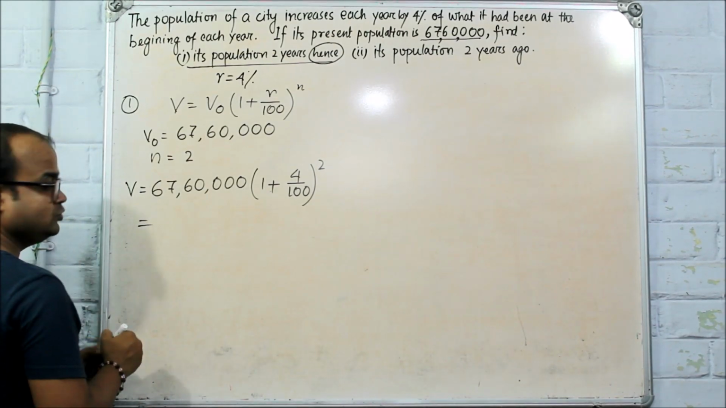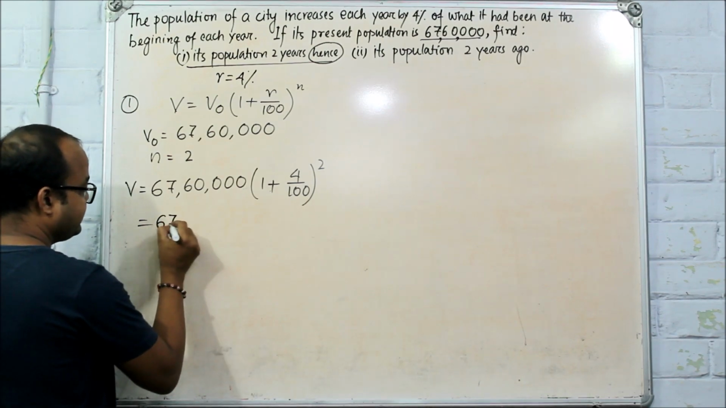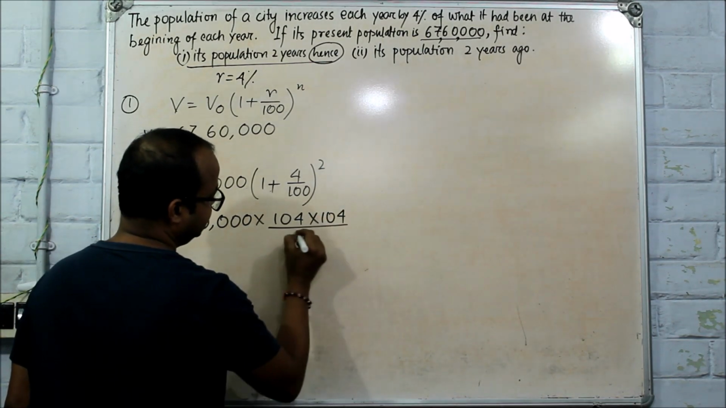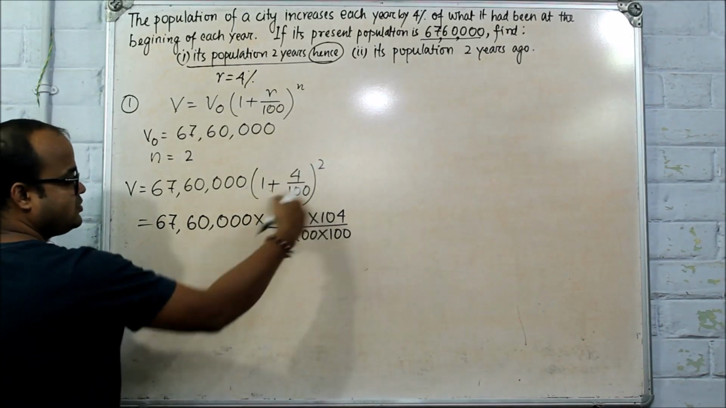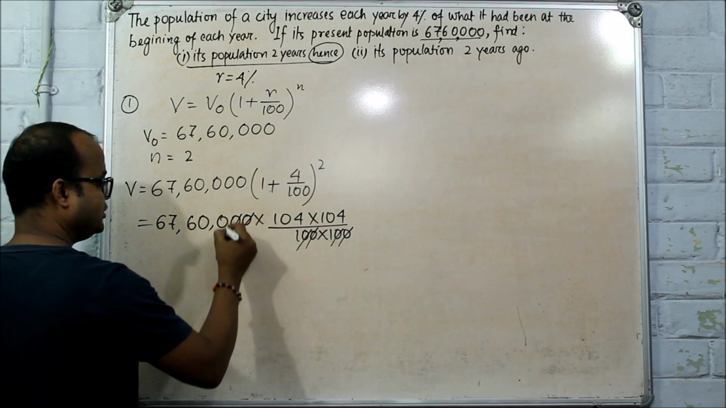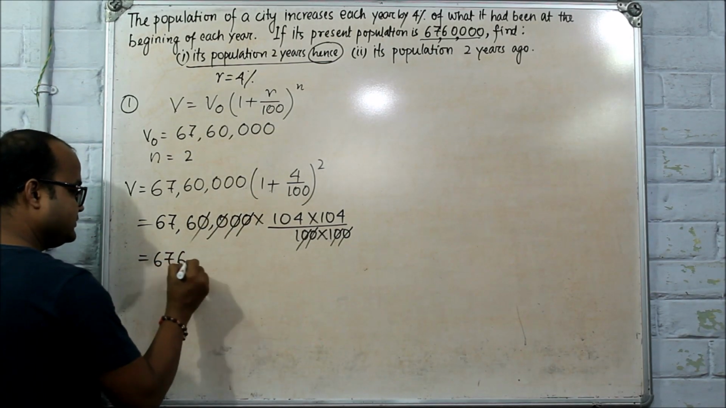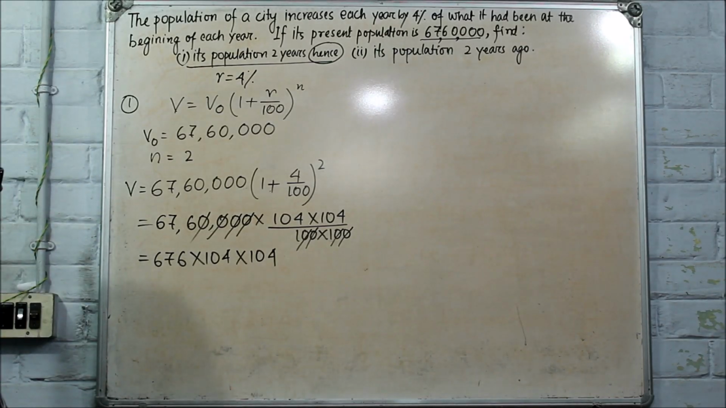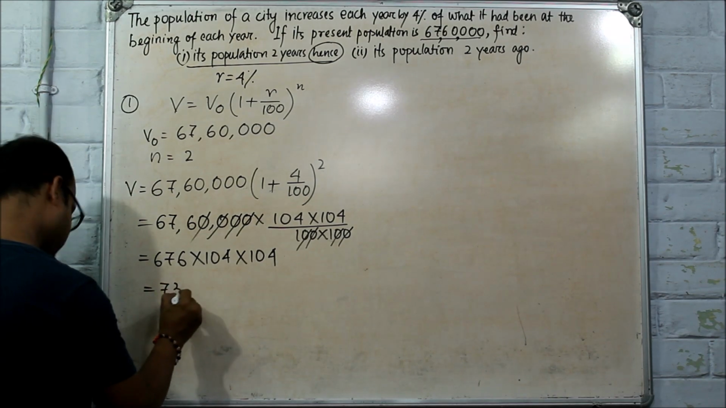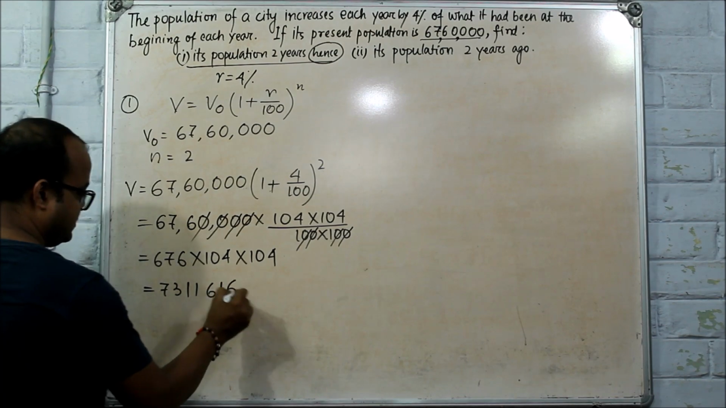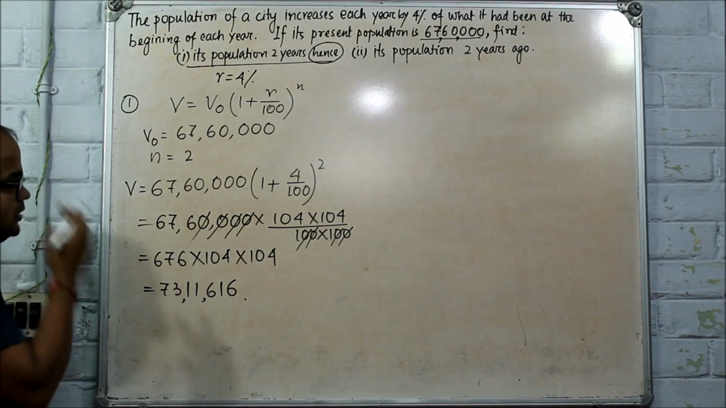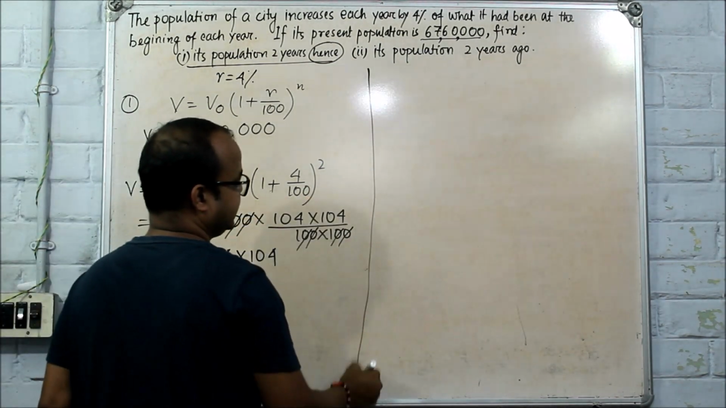So this is equal to 67,60,000 into 104 into 104 by 100 into 100. Square is there, so I am writing 2 times. 1, 2, 3, 4. Cancel with 1, 2, 3, 4. So 676 into 104 into 104. Clear? So now if you multiply these two terms, you will get 73,11,616. Clear? Now moving into the next part, second one.